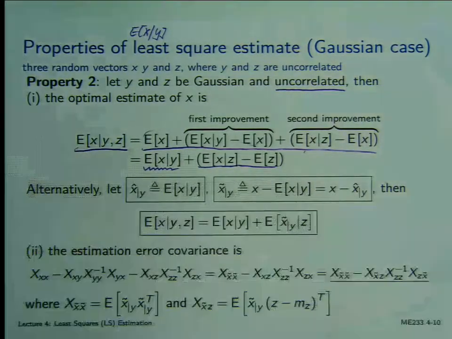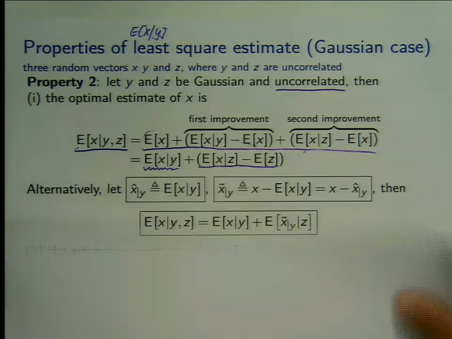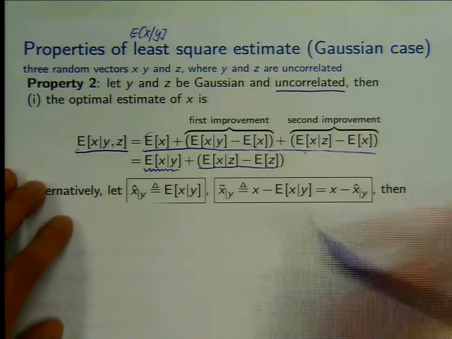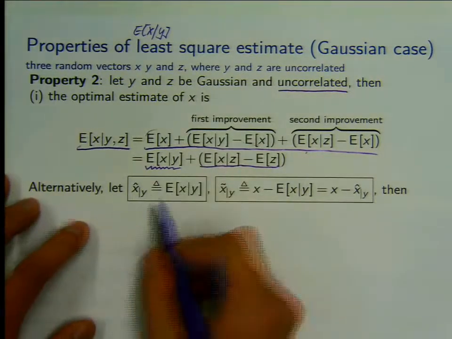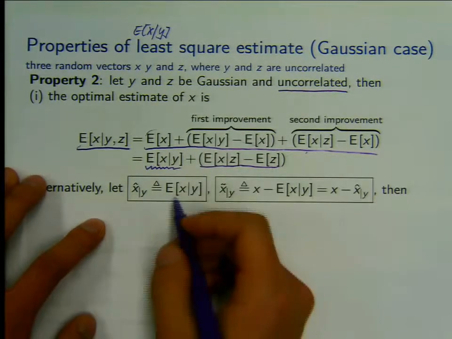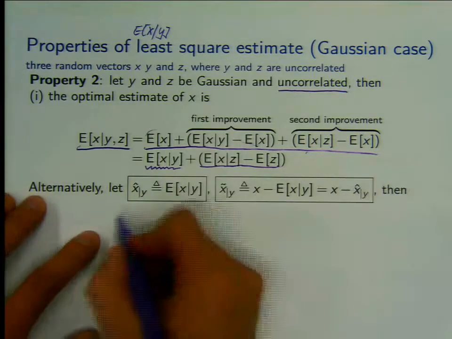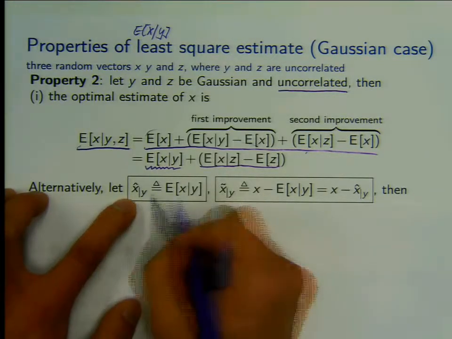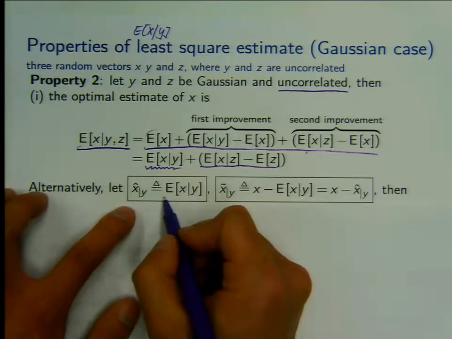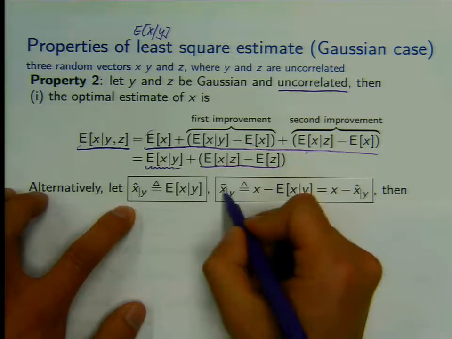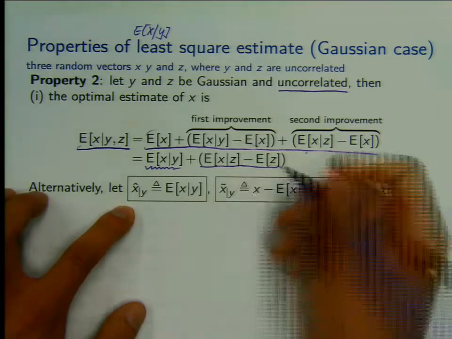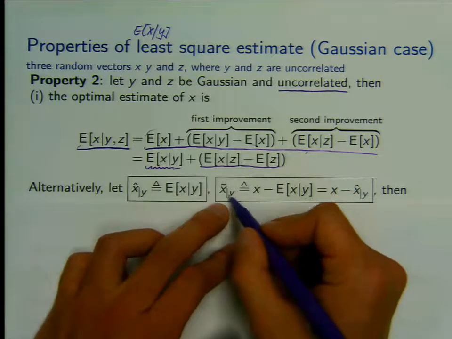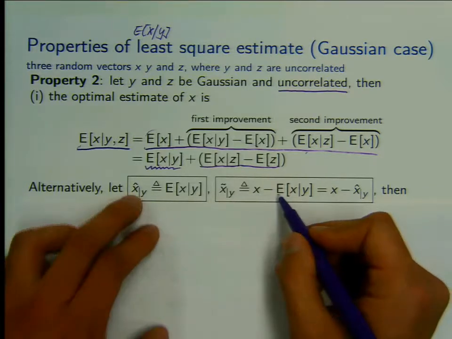Alternatively, now I'm going to introduce some notations that we'll be using in the Kalman filter. If I use another set of notations, we'll get a different result, but they're equivalent. I'm going to introduce x hat given y, defined as the conditional expectation of x given y. And then I'm going to define x tilde as the estimation error of x given y. So it's going to be x minus x hat of y.